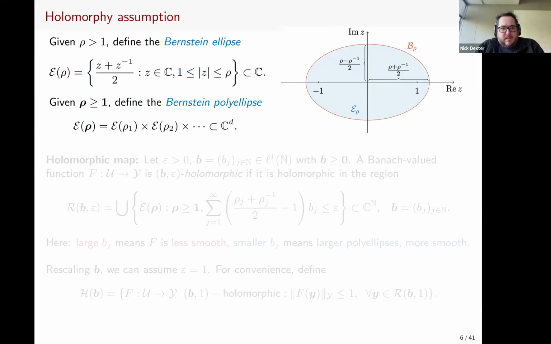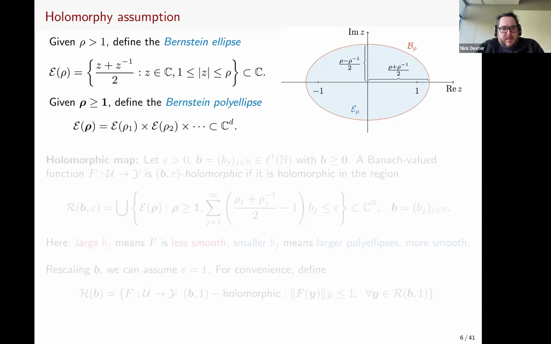The first is I'm going to assume that I have a certain kind of smoothness called holomorphy in my parametric dependence. So first I'll define a Bernstein ellipse. This is E rho. So given rho greater than 1, we define E rho as the set of complex numbers (z + z inverse)/2, such that z is in C and its magnitude is between 1 and rho.